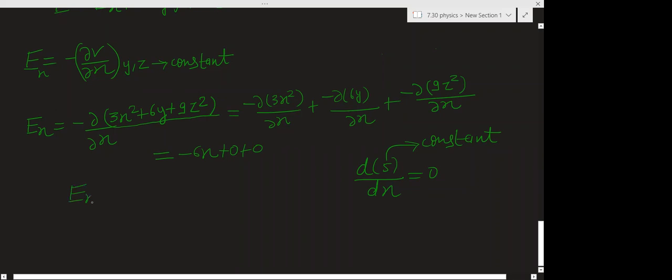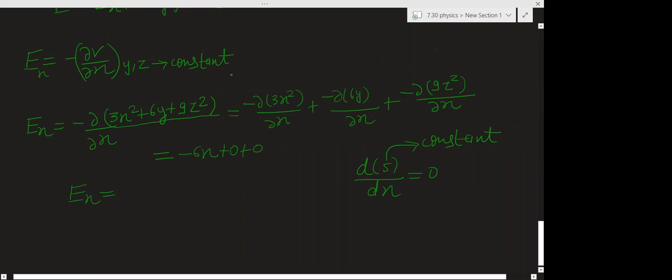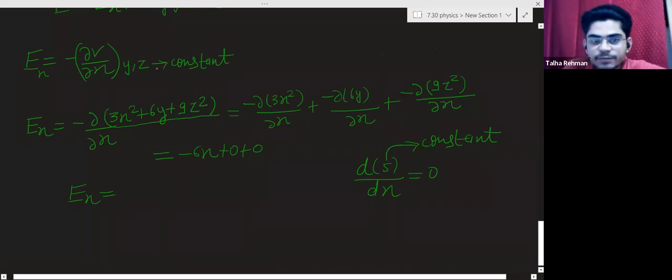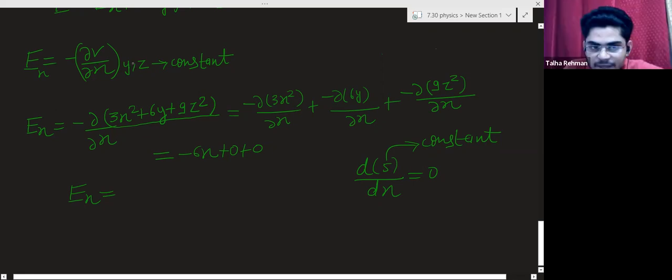Sir, how is that constant? It should be 18x, right? No, actually, why is this constant? Because we have said that y and z are constant when we are partially differentiating this voltage, this potential. I have written that here. This is the condition.